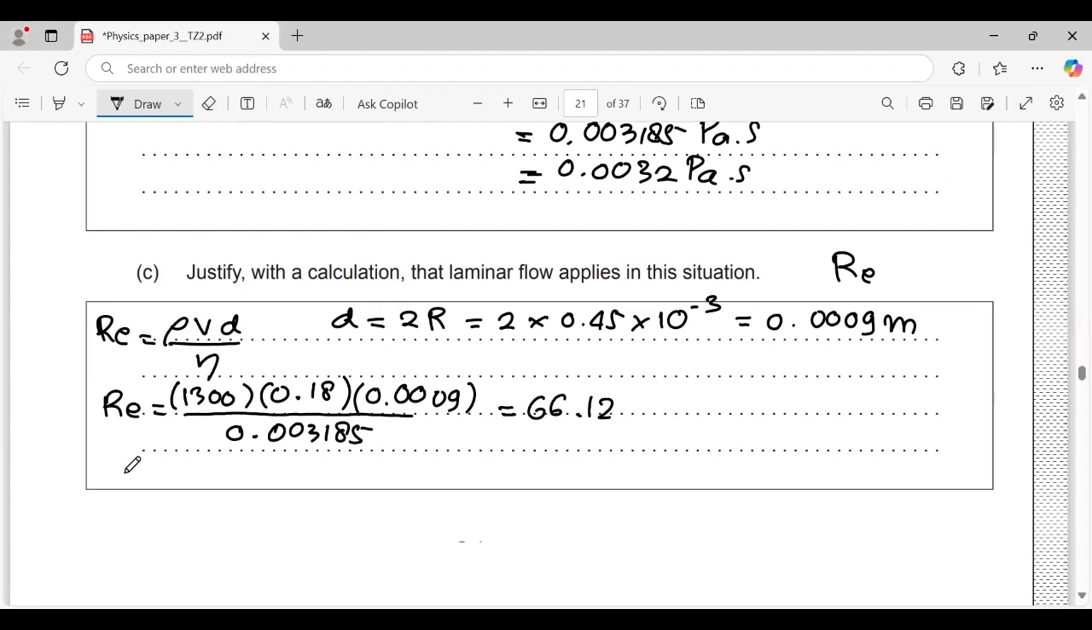So laminar if the Reynolds number is less than 2000. Okay. Our calculation is 166.12, which is less than 2000. So we can conclude that the flow is indeed laminar.